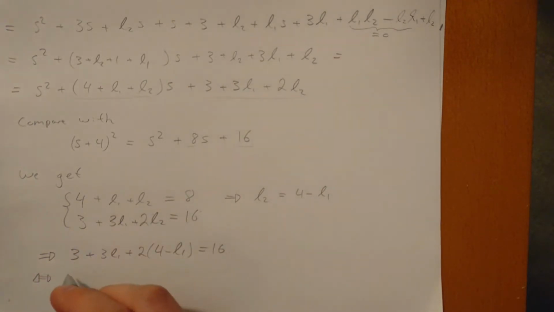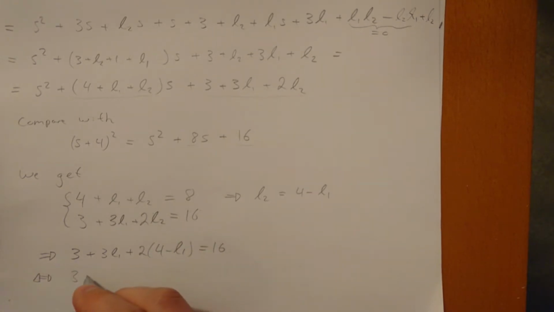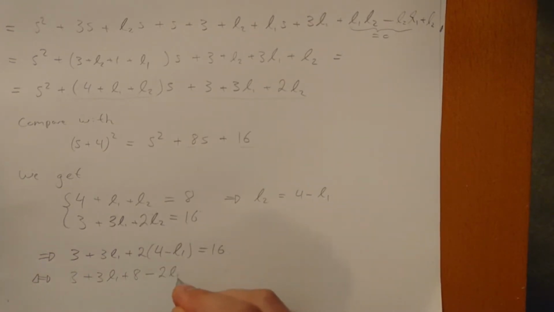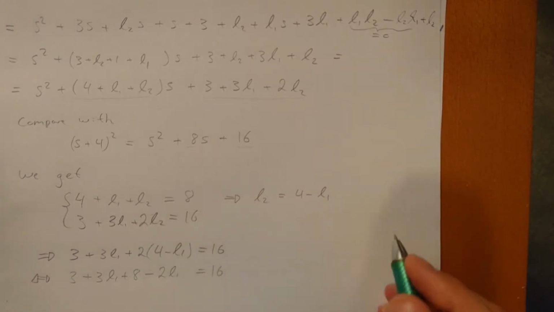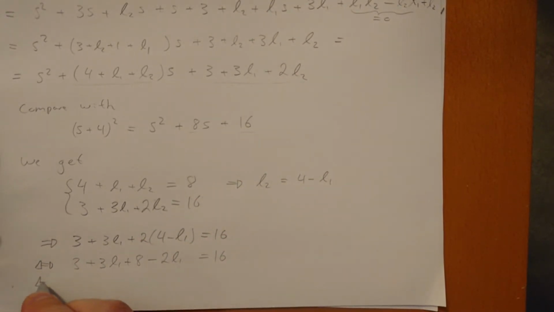And what does this imply? Let's just solve for all the terms on this side. We have 3 plus 3L1 plus 8 minus 2 times L1 equal to 16. And we see that if we keep all the L1s on this side, we have 3 minus 2, which is 1, L1, is equal to 16 minus 8 minus 3, which is 5. So L1 is equal to 5.